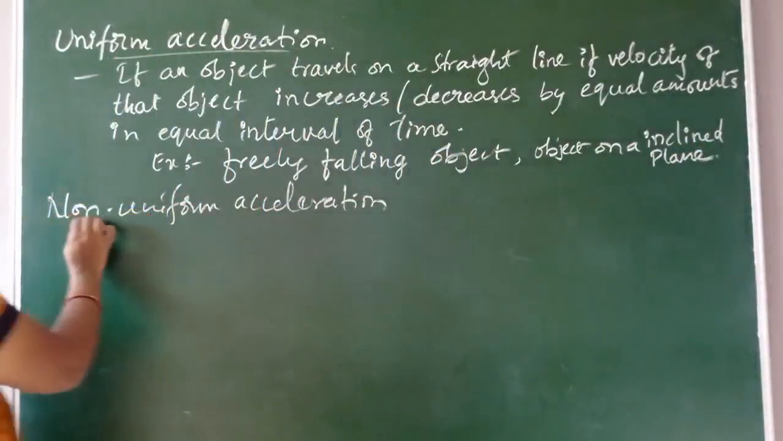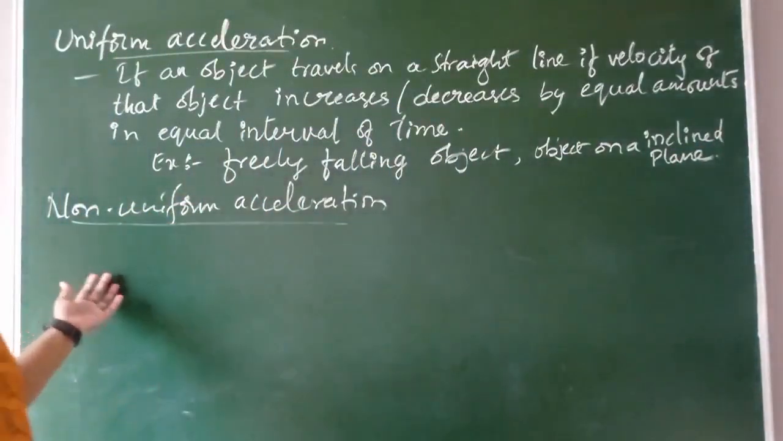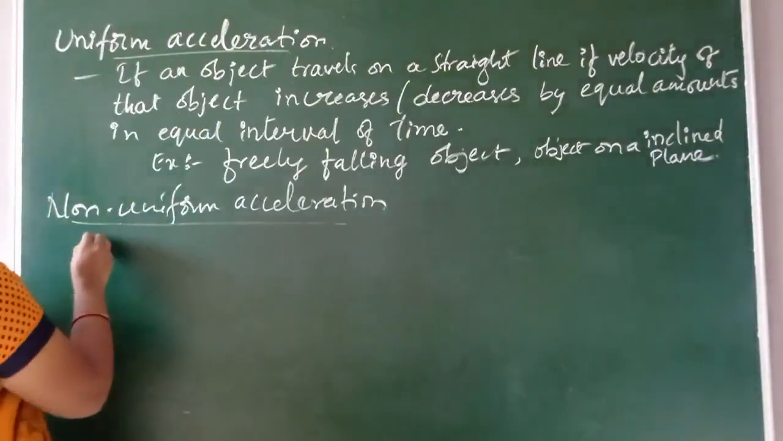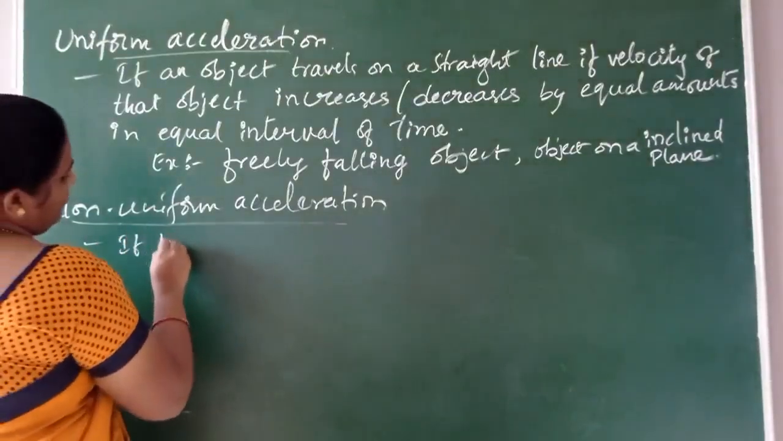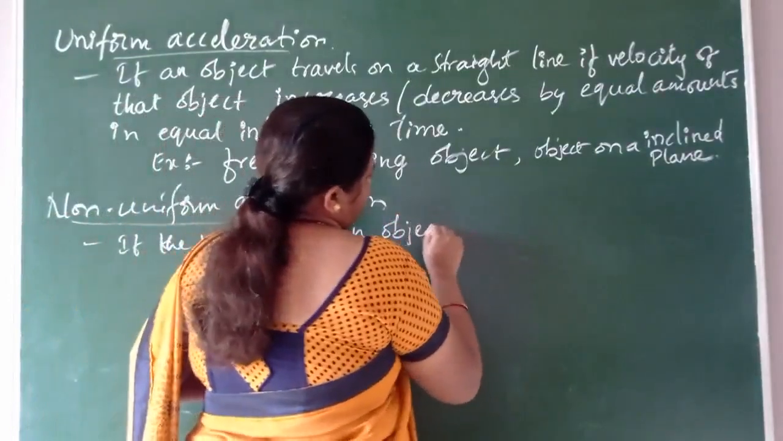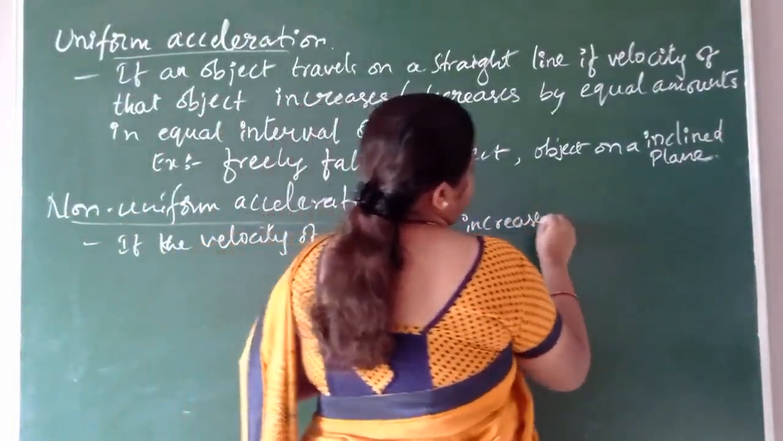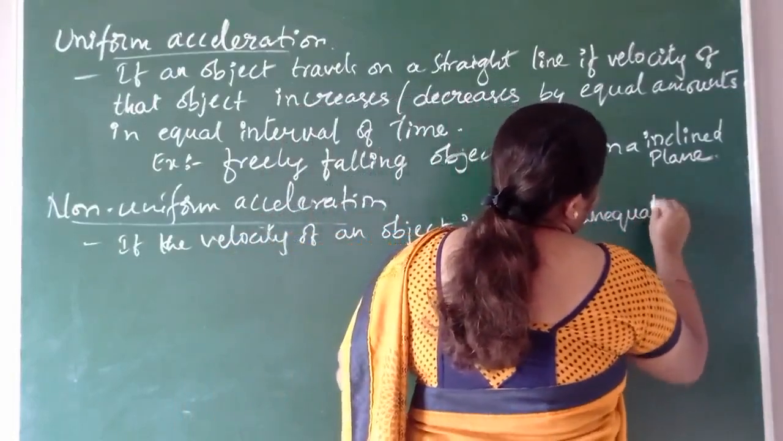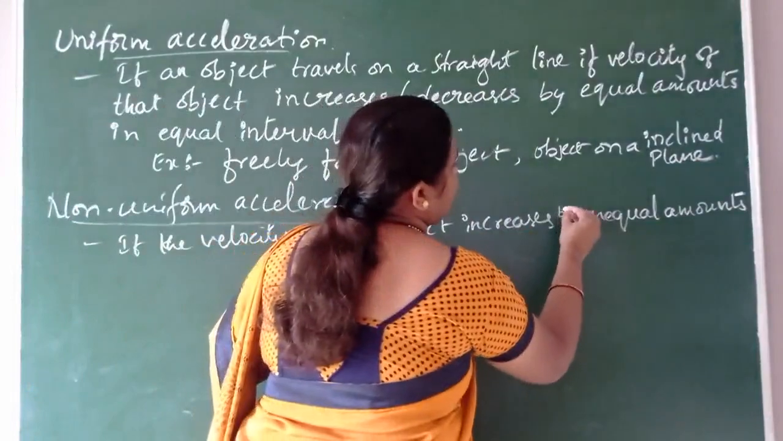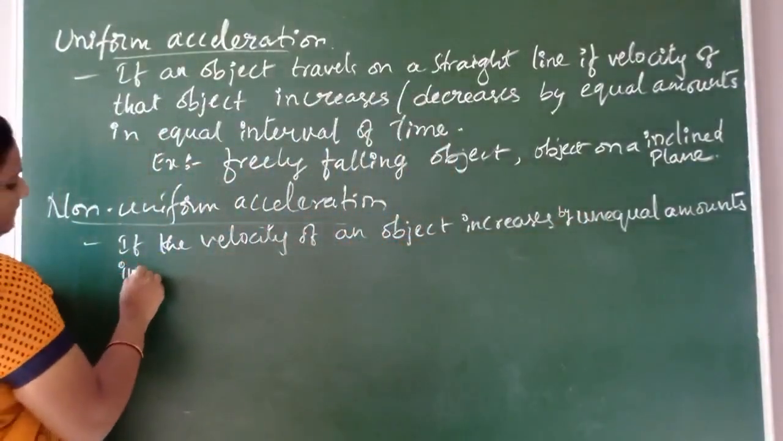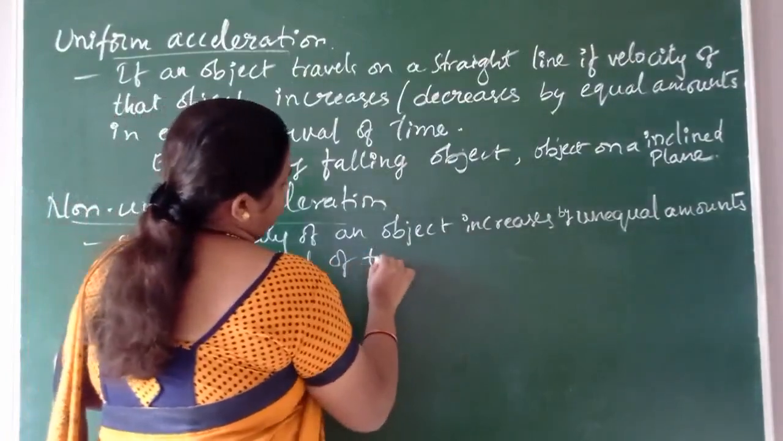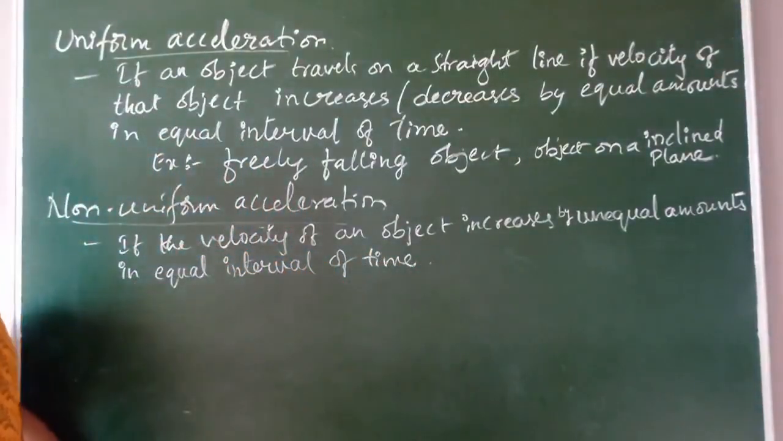Now, what is the meaning of non-uniform acceleration? If the velocity increases by unequal amounts in equal intervals of time, then it is called non-uniform acceleration. That is, if the velocity of an object increases by unequal amounts in equal intervals of time, then it is said to be moving with non-uniform acceleration.